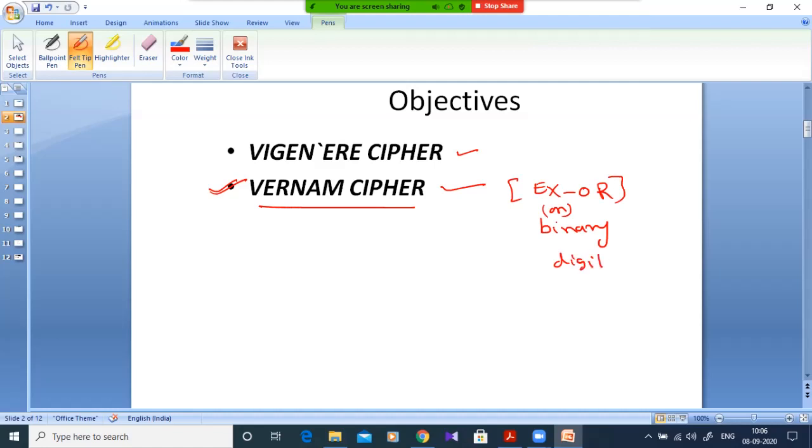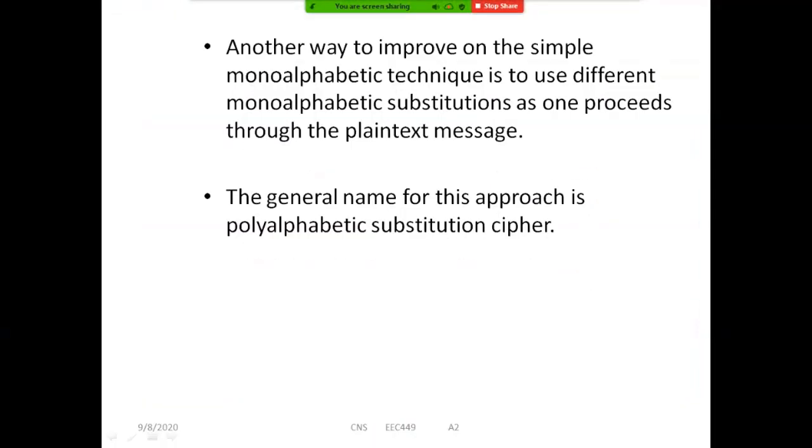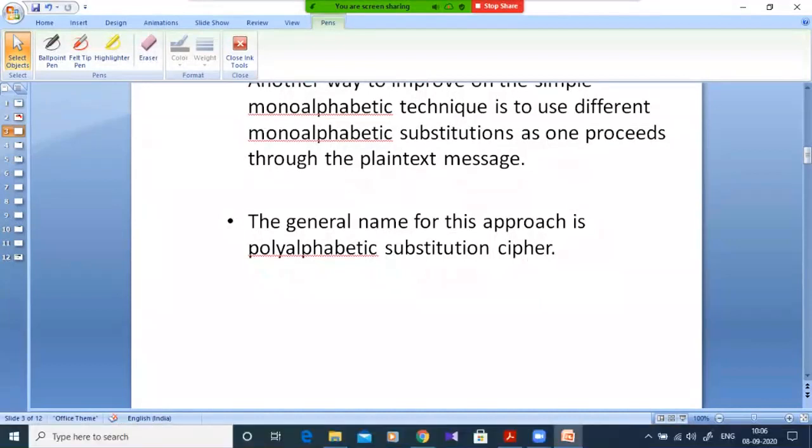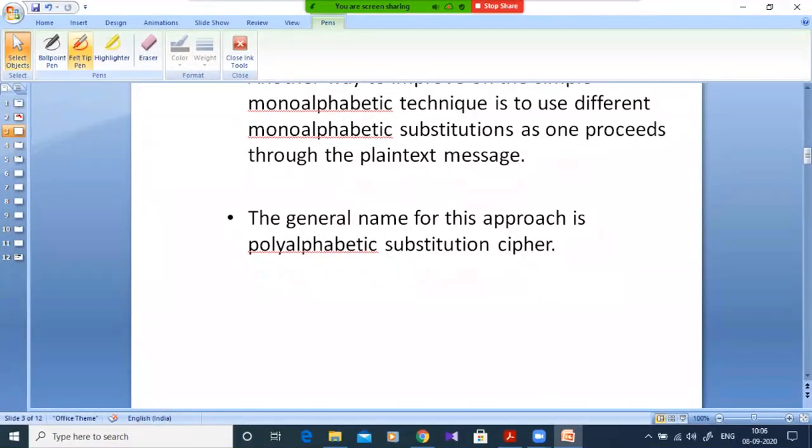So let's start. Whatever cipher techniques we have seen may be monoalphabetic, like in a plain text, suppose for A, if one alphabet is used, suppose X, it will be fixed for X. And also we have seen in the Playfair technique, multiple alphabets can be used for the same thing. So this is also a different technique, but here we will use these monoalphabetic techniques in the polyalphabetic cipher techniques.